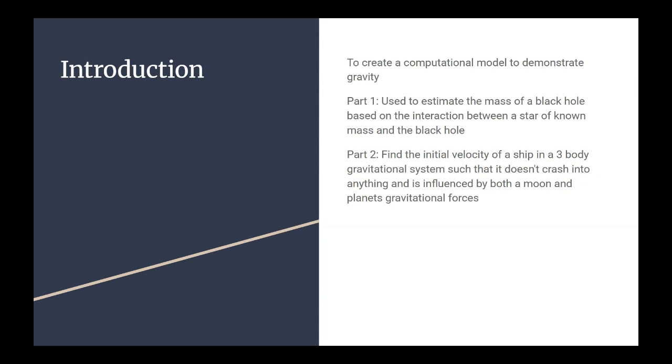In part 1, we used it to estimate the mass of a black hole based on the interaction between a star of known mass and the black hole. In part 2, we used it to find the initial velocity of the ship in a three-body gravitational system such that it doesn't crash into anything and is influenced by both a moon and planet's gravitational forces.